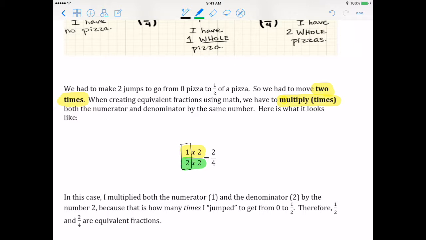1 times 2 is 2. 2 times 2 is 4. So in this case, I multiply both the numerator 1 and the denominator 2 by the number 2 because that's how many times I jumped to get from 0 to 1/2. Therefore, 1/2 and 2/4 are equivalent fractions.